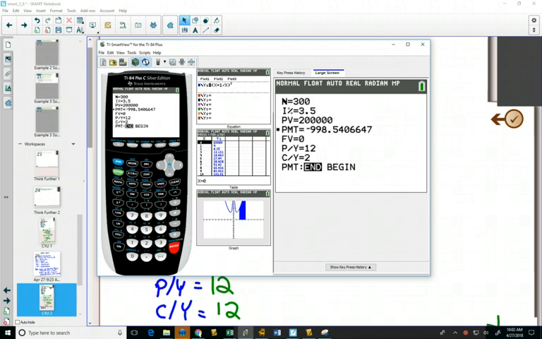Now what happens with our house? How much did you pay? If you pay $998.54 times 300 payments, you will end up paying $299,000 for your $200,000 house. Whoa. You pay an extra $100,000 for this house. The nice thing about a house, though, is a house is an asset that appreciates, which means that it goes up in value. So probably in 25 years, even though you paid $300,000 for that house, it probably will be worth $300,000 later on. Okay?